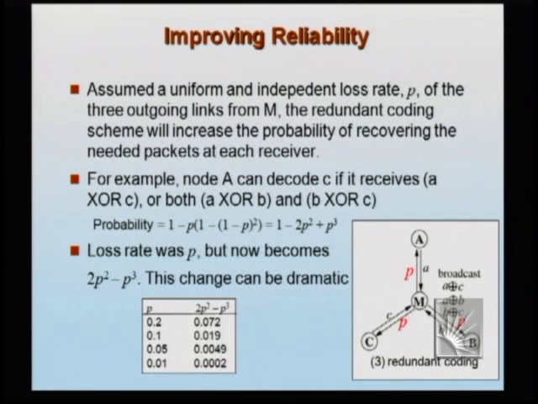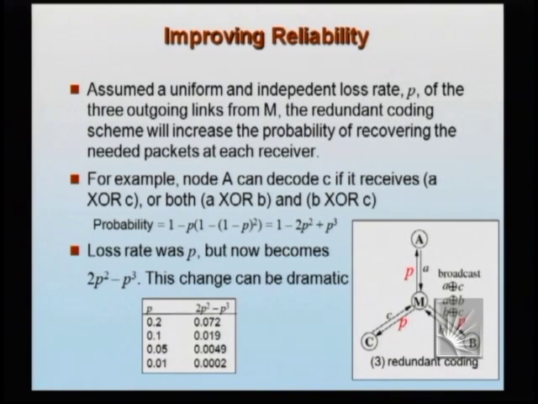Okay, so let's look at this picture. We can do some calculation. Assume a uniform and independent loss rate P of the 3 outgoing links from this central node. So we have loss rate P here, and P here. And this redundant coding scheme will increase the probability of recovering the needed packet at every receiver.